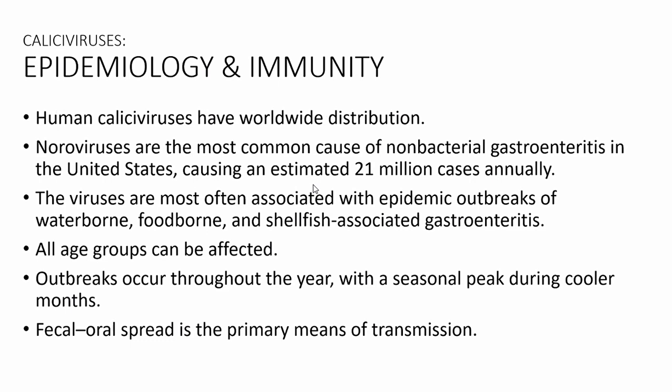Human caliciviruses have worldwide distribution. Noroviruses are the most common cause of non-bacterial gastroenteritis in the US, which cause an estimated 21 million cases annually. The viruses are most often associated with outbreaks of waterborne, foodborne, and shellfish-associated gastroenteritis, and all age groups can be affected. Outbreaks occur throughout the year with a seasonal peak during cooler months, and fecal-oral spread is the primary means of transmission.